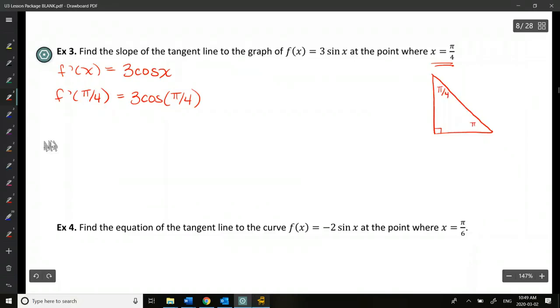We're going to leave these values in exact form wherever possible. So this triangle that we're using is the 1, 1, root 2 triangle. And so cosine of pi over 4, if we look at pi over 4 as one of our reference angles, this will be adjacent over hypotenuse. So what's the cos of pi over 4? 1 over root 2.